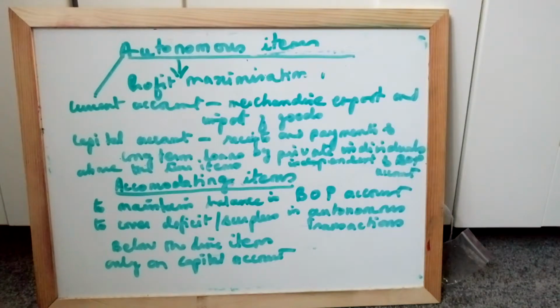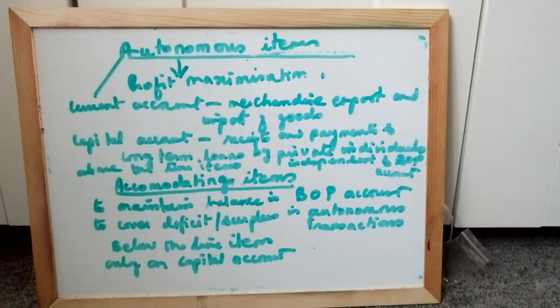If there is a current account deficit in BOP, then the deficit is settled by capital inflow from abroad. So how do you get the inflow? Capital inflow from abroad comes from two sources. One is foreign exchange reserve, the other one is borrowings from IMF or foreign monetary authorities. So that is the accommodating item.